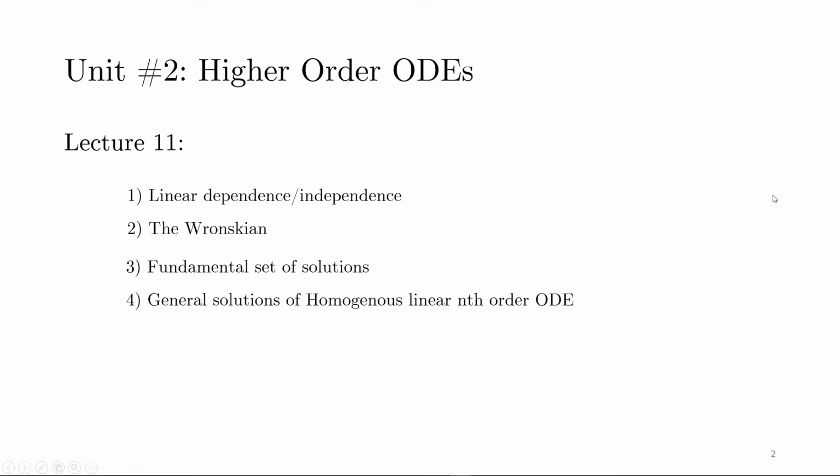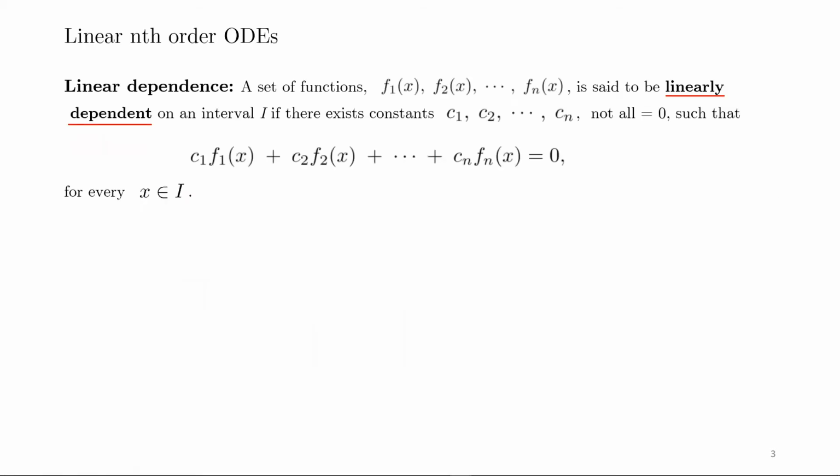Okay, so let's start with the idea of linear dependence. This is something you would be somewhat familiar with in the context of linear algebra, first year linear algebra or linear mathematics. Usually, at least in the past in linear mathematics, we've studied linear dependence or linear independence in the context of vectors, so when two vectors are linearly dependent or independent.